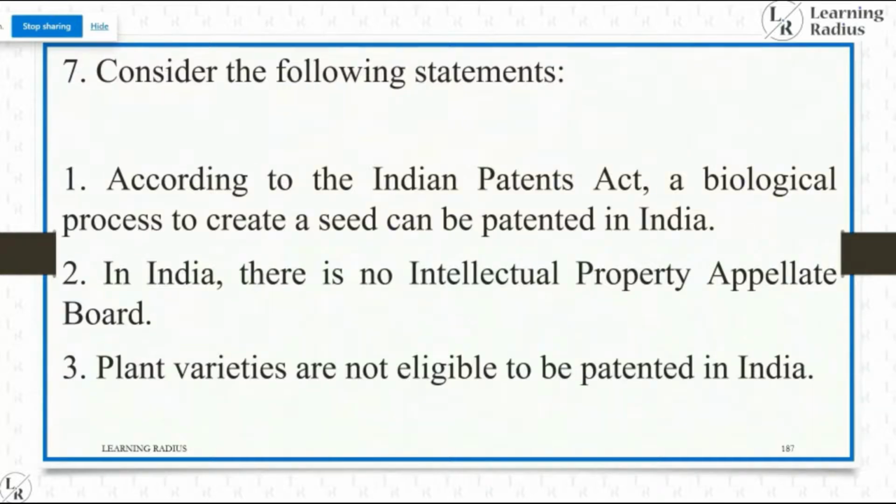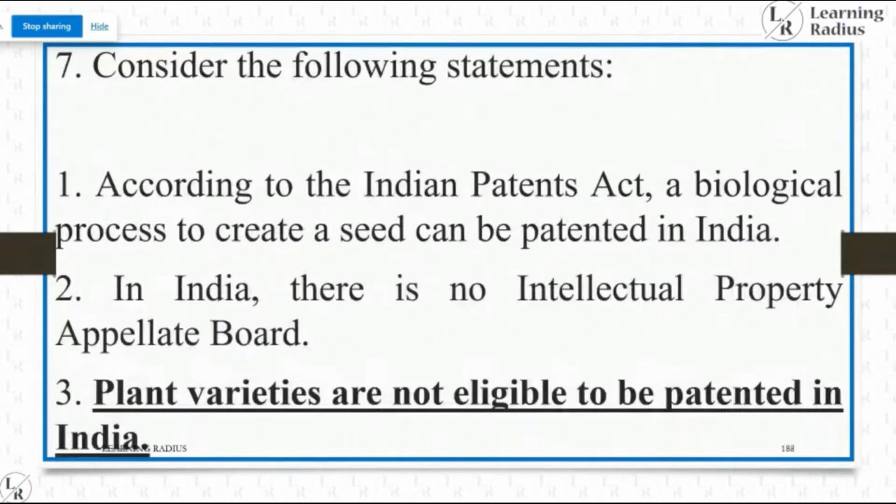It's an interesting question. According to the Indian Patent Act, a biological process to create a seed can be patented in India is wrong. In India, there is no Intellectual Property Appellate Board, that is also wrong. Plant varieties are not eligible to be patented in India, that is right. So when you look into this option, the first and second statements are wrong, and the third statement is right.